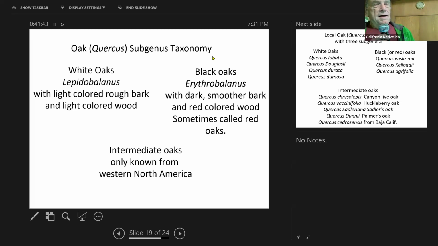Quercus chrysolepis, Quercus vaccinifolia, huckleberry oak up in the Sierras. If you get down into the desert, Quercus dunnii is a desert oak. And interestingly enough, there is an oddball grove of Quercus dunnii over at Wilbur Springs, north of Clear Lake. And when I found those things, it was sort of like finding a saguaro cactus north of Clear Lake. They are a desert oak.